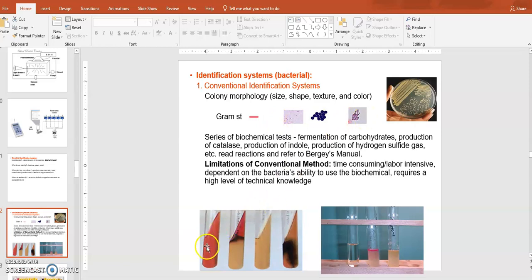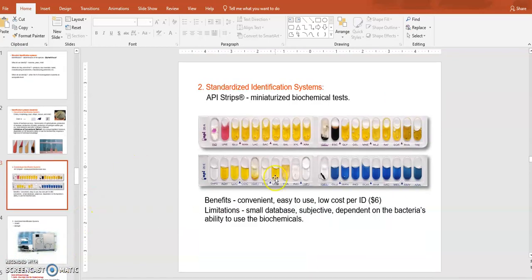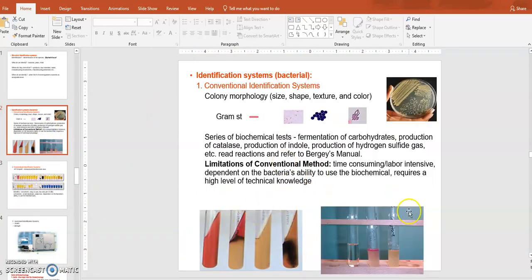And then there are different media, differential media that have different nutrients, that can also change color depending on whether cells are utilizing the media or not. By scoring all these, you can tell what species of bacterial cell you have. Okay, so with the conventional method, you will use a bunch of different media and you can get the score.